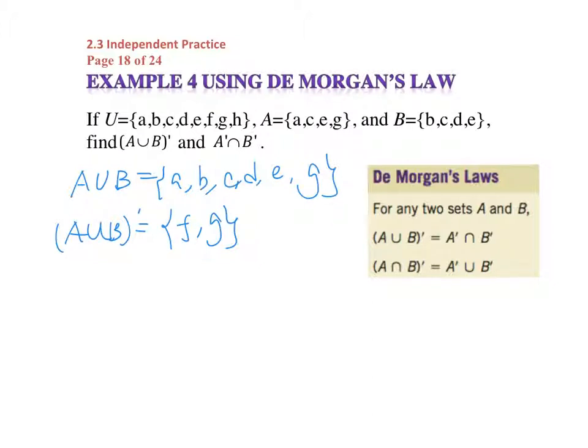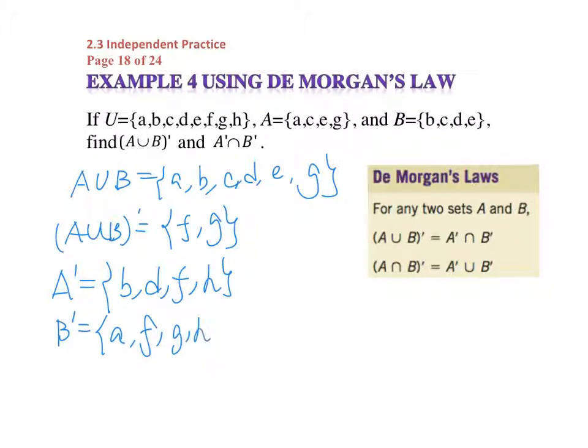Right? And then we have to find A complements, which is B, D, F, H. And then we have to find B complements, which is A, F, G, H. And now we can find out their intersection. A complements and B complements intersection is just F, I'm sorry, it's F, not F, G, F, H. So that gives us the conclusion that we need right there.